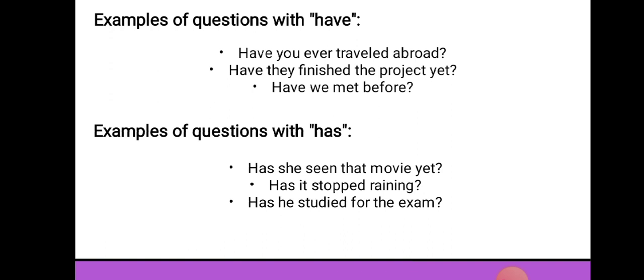Example of questions with have and has. Here in the examples we see them in the form of a question. Have you traveled abroad? Have they finished the project yet? Have we met before? Has she seen the movie yet? Has it stopped raining? Has he studied for the exam?